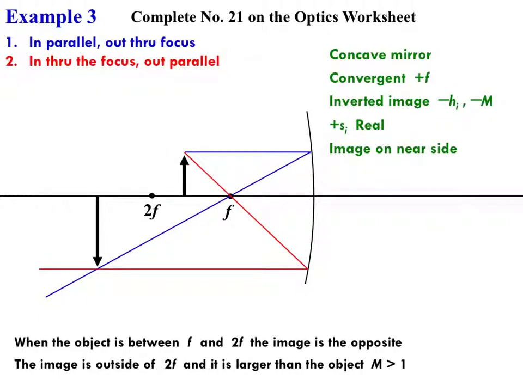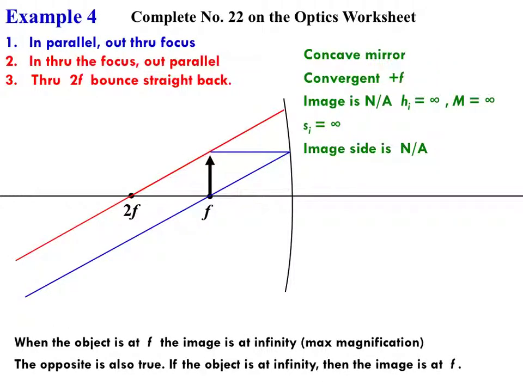As you move in between 2F and F, our image starts to move away and it starts to magnify. So again, the math is going to show you a negative value here. It's still a real image because it will always appear on the left-hand side of the mirror. Remember, when we do the math, we're going to see a magnification greater than 1. This tells us that it is larger than our original object, which is the top one here.